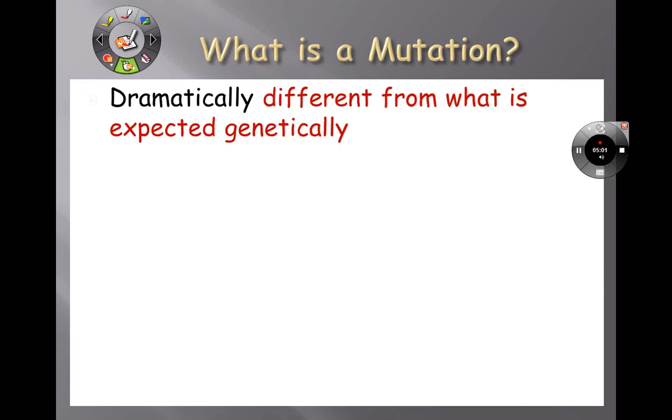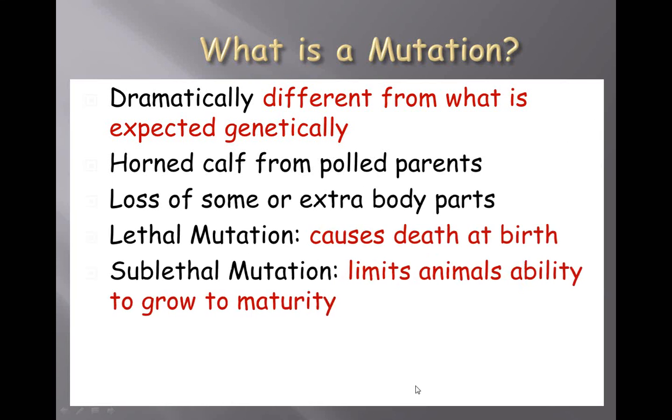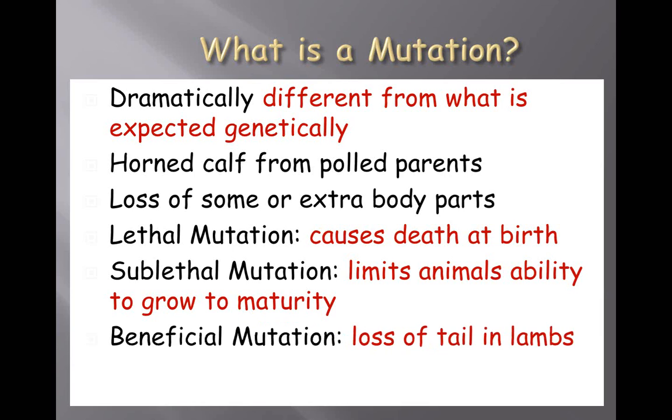What is a mutation? A mutation is when the offspring is dramatically different. Something genetically different is expected here. So sometimes these mutations can be lethal, sometimes they can be sublethal. Lethal means it dies at birth. Sublethal means it might limit it, but sometimes it doesn't. And sometimes there can even be a beneficial mutation, like the loss of a tail, or something like that. So mutation isn't always bad. Sometimes these mutations have caused us to leap forward.